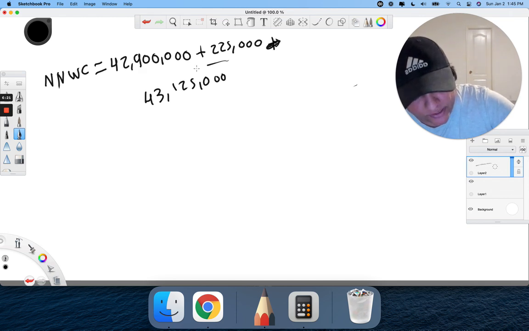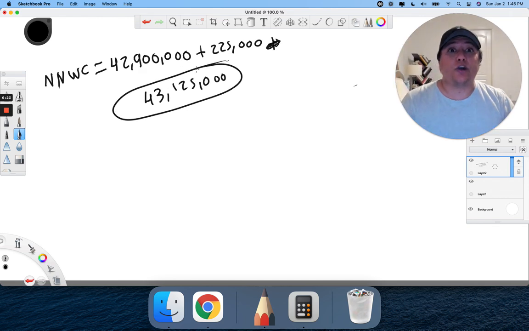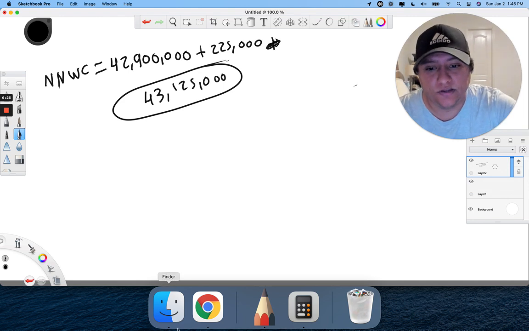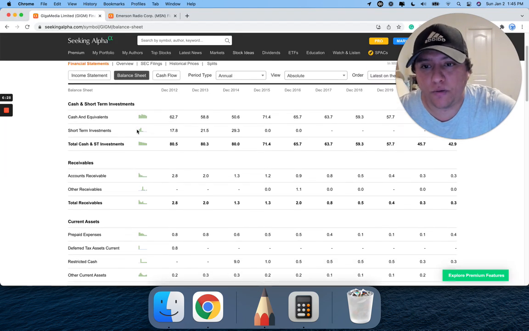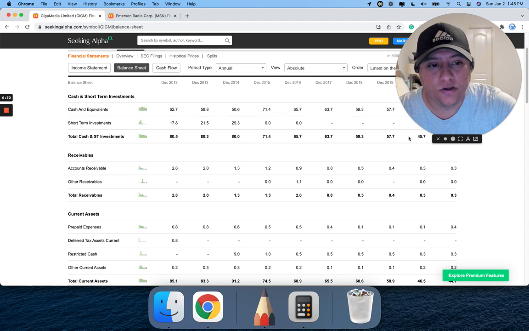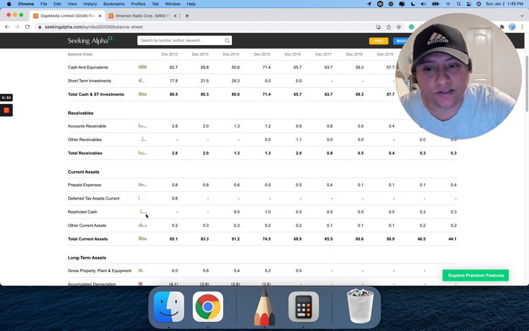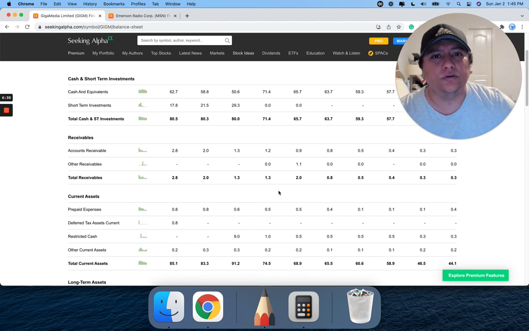So that's what this comes out to, right? Well, now we need to subtract total liabilities from this. And remember, this is all we're focused on. So we go back on here, we're grabbing the total short-term investments, total receivables, and that's it. We're not really going to mess with anything else. Plus, all these are way too small to even mess with anyway. But anyways, this is just the net working capital.